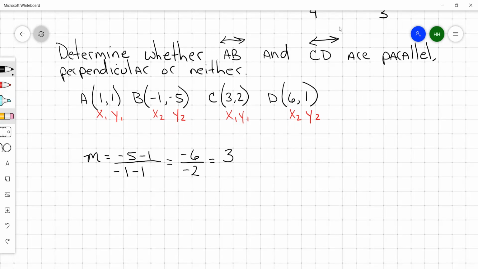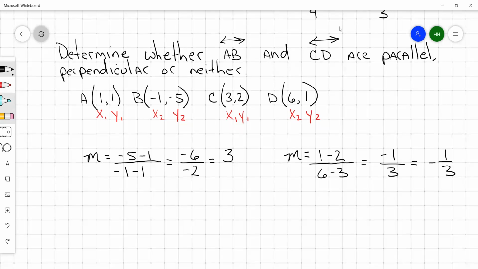The slope of this second line is going to be 1 minus 2 divided by 6 minus 3. 1 minus 2 is -1. And 6 minus 3 is 3. So the slope of the second line is -1/3.